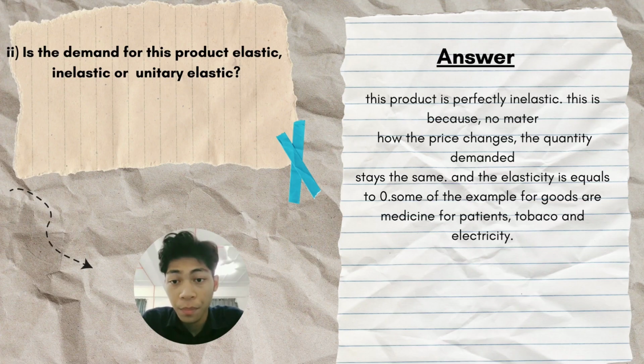So for the second part of the question, is the demand for this product elastic, inelastic, or unitary elastic? Well, the short answer is it is perfectly inelastic. The particular reason for this is because no matter how much the price changes, the quantity demanded will always stay the same, and the elasticity is equal to 0. Examples of such goods are medicine for patients, tobacco, and electricity.